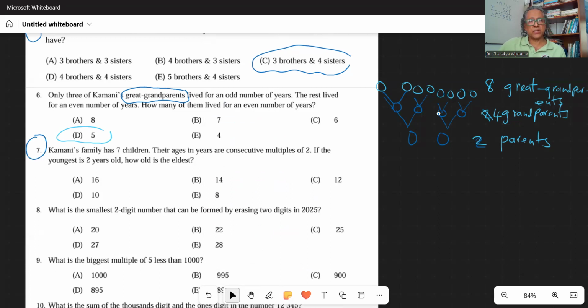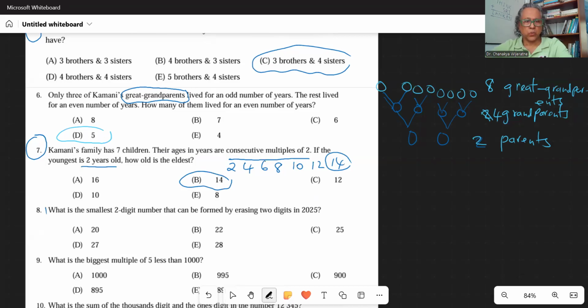A family has seven children. Their ages in years are consecutive multiples of two. So what does that mean? That means consecutive numbers are ones which are next. So the youngest is 2 years old. So these ages start with 2, and the next consecutive multiple of 2 is 4, and the next is 6, 8, 10, 12, 14. And this is the seventh one, and that should be the age of the eldest.